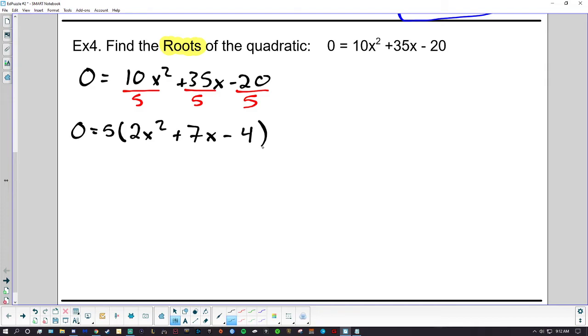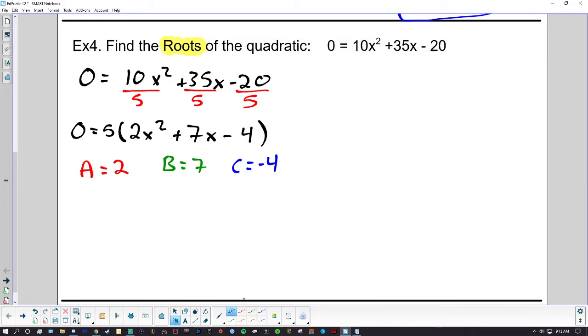So I pulled out a 5, and what's super helpful is, one, you need to do this so you get factored form correct, but also now we have way smaller numbers, and now when we do our x methods, it's going to be way, way easier. Alright, so next, find your a, b, and c values. What is a, b, and c? Good. A equals 2, b equals 7, and c equals negative 4. There's our a, b, and c.